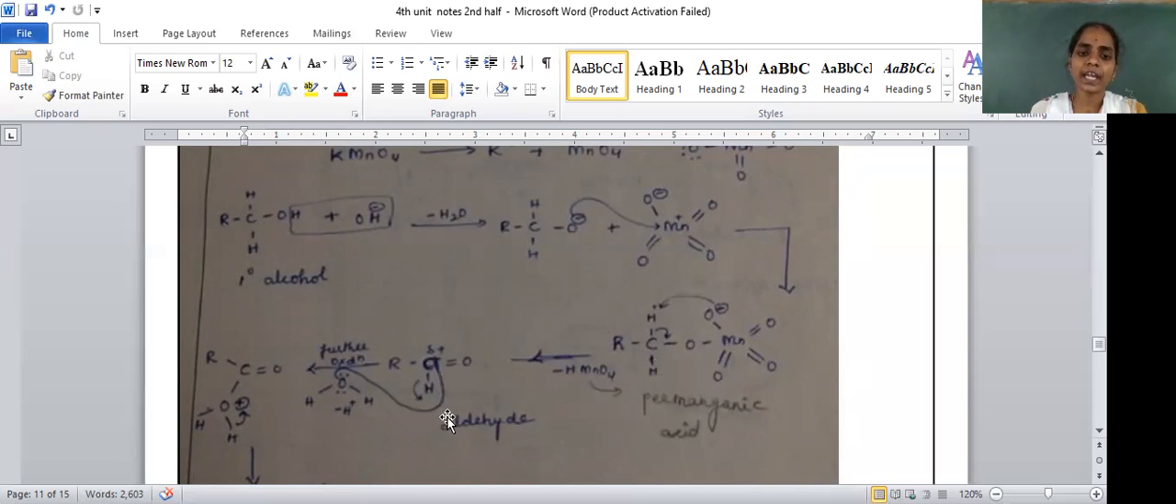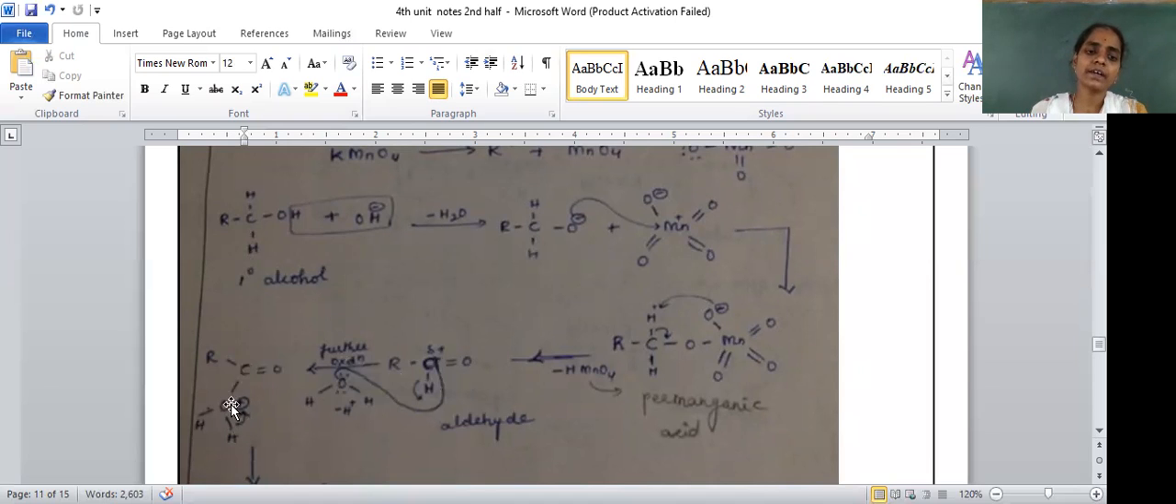As the aldehyde has an alpha hydrogen, it again reacts with the base. That means it undergoes further oxidation in the presence of water. The O negative gives its electrons to the carbocation, so R double bond O negative forms a bond with the carbon, forming a bond with the O, so OH and H.